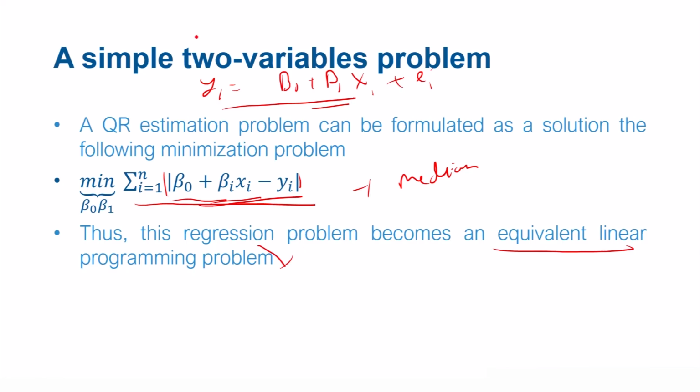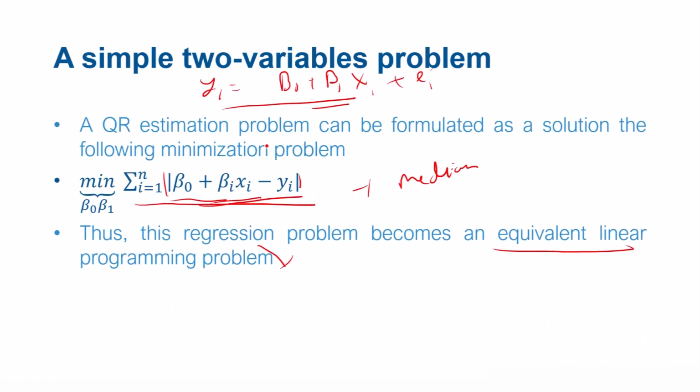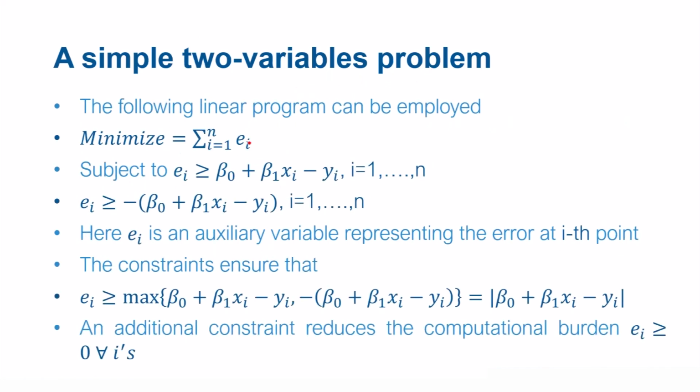Let's see how. Instead of the original function, if we minimize the summation of some kind of residual ei, and we describe these residuals as follows with two conditions: one, ei greater than this error term and greater than its negative value. So if it is positive, then this. If it is negative, then this. Effectively, here ei is the auxiliary variable representing the error at the ith point.